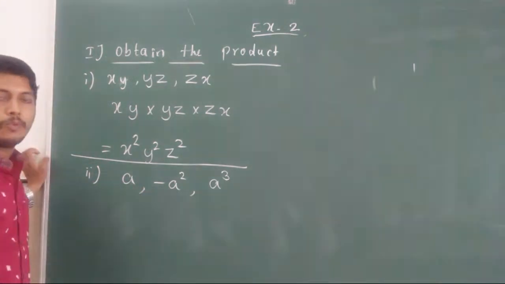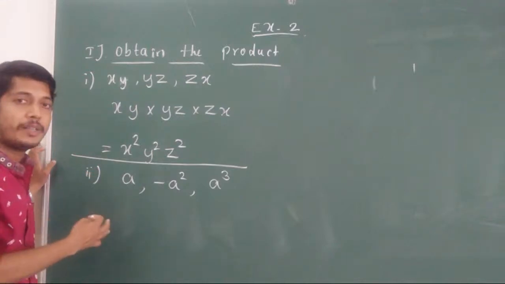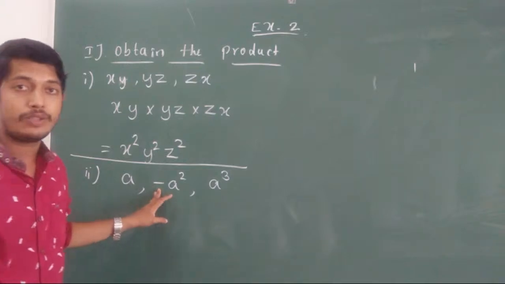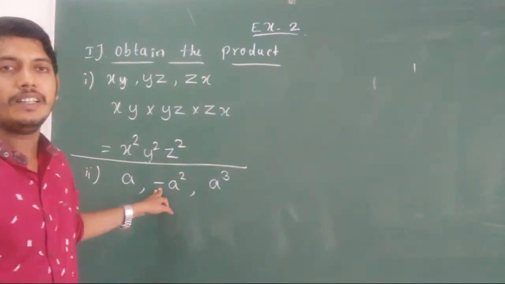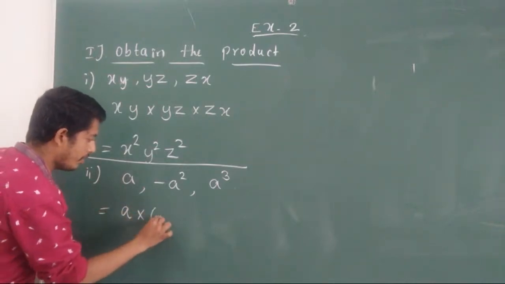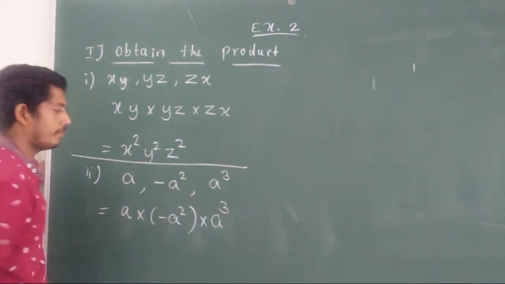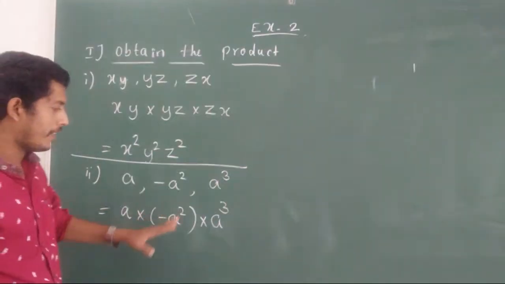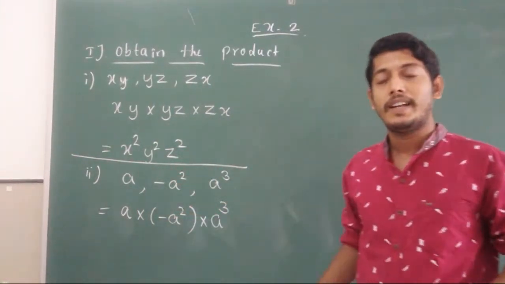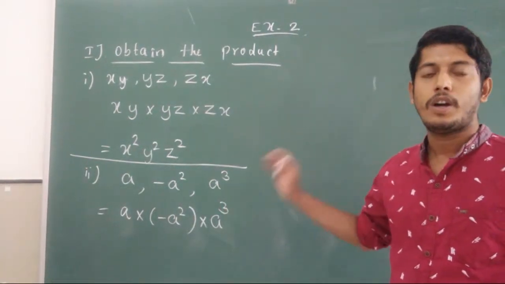First step, we have to multiply these three terms. That means we have to write these three terms along with the multiplication sign. Here in the second term, a negative sign is present, therefore we will put that in brackets. So it becomes a into minus a square into a cube. Now you know how to multiply the signs and the terms, so based on this, you have to solve.